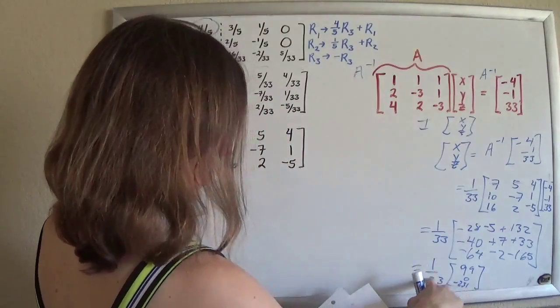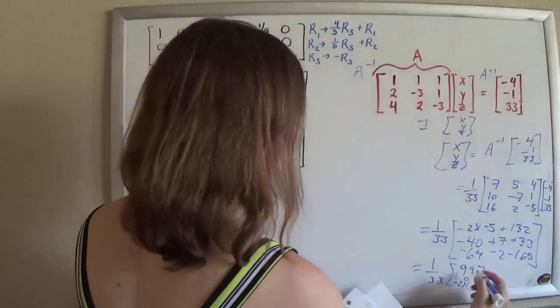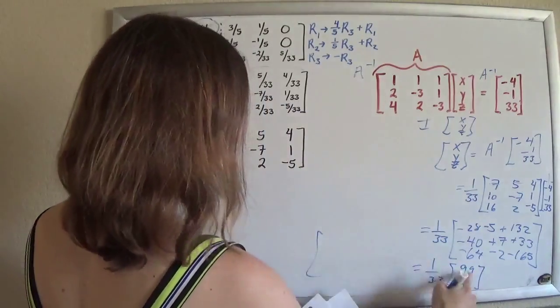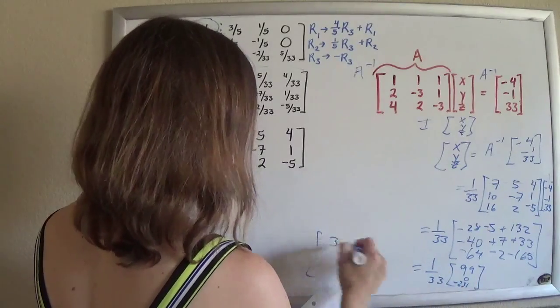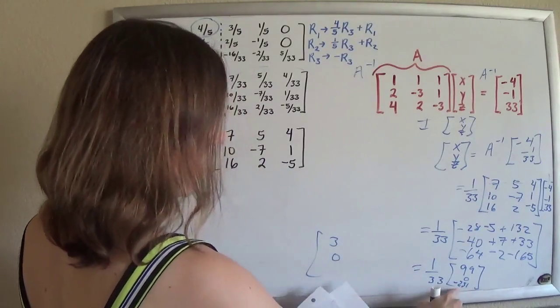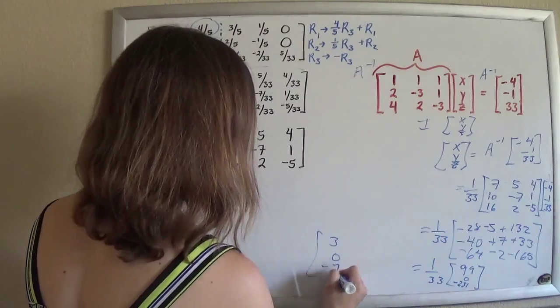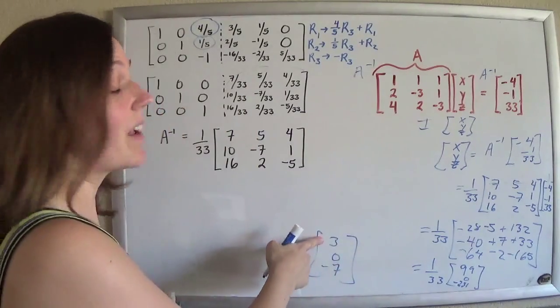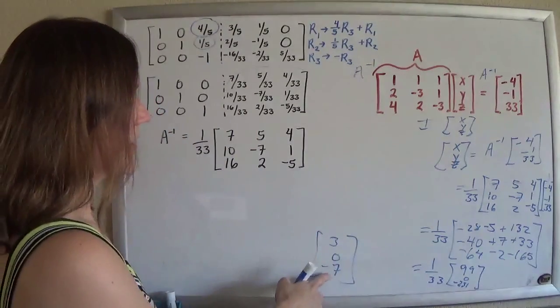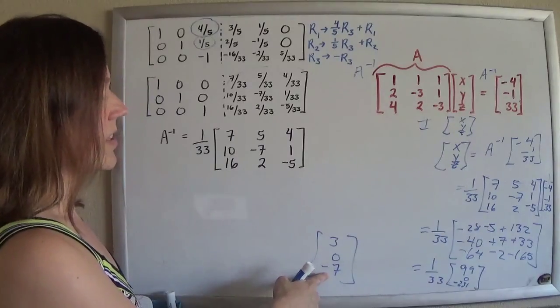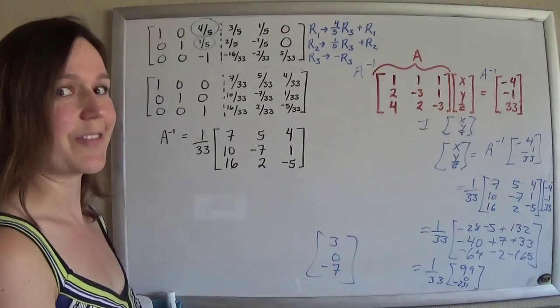And if I multiply each one of those by 1 over 33, 99 divided by 33 is 3, 0 divided by 33 is 0, negative 231 divided by 33 is negative 7. So the x is 3, the y is 0, the z is negative 7, just like we knew from the last few times we did it.